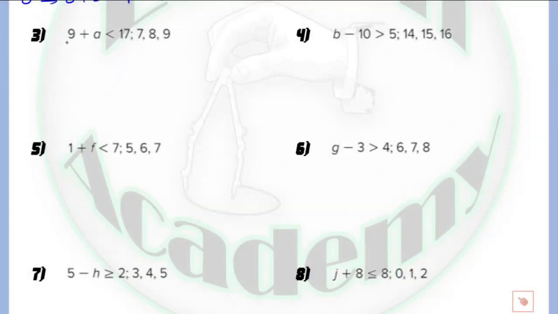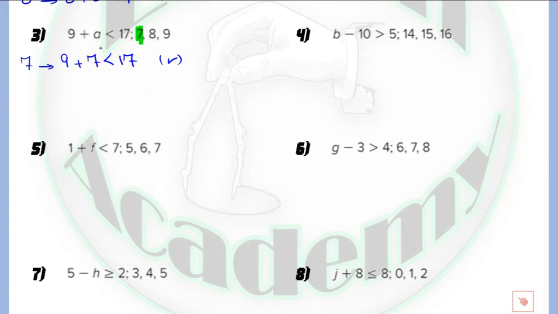In question number 3, we have 9 plus a less than 17. We need to find whether 7, 8 and 9 are solutions or not. At first, I will start by substitution with 7. So instead of a, I will replace it with 7. 9 plus 7, is it smaller than 17? 9 plus 7 equals 16. 16 is less than 17, so it will be the right answer. So 7 is one of the solutions.